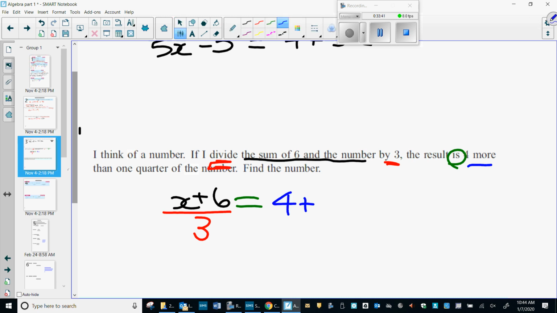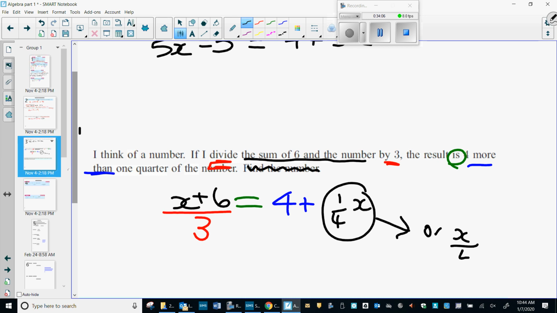Plus a quarter, which is 1/4 of the number, of x. Don't find it. So we can either have 1/4 in front of it, or x divided by 4, because 1/4 of something is the same as the number divided by 4.